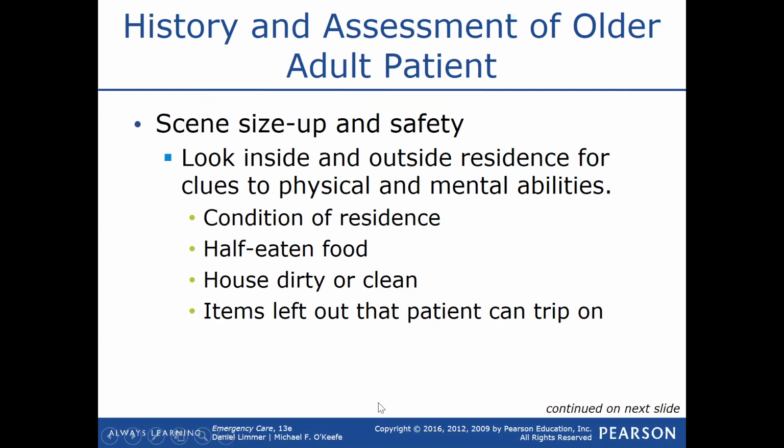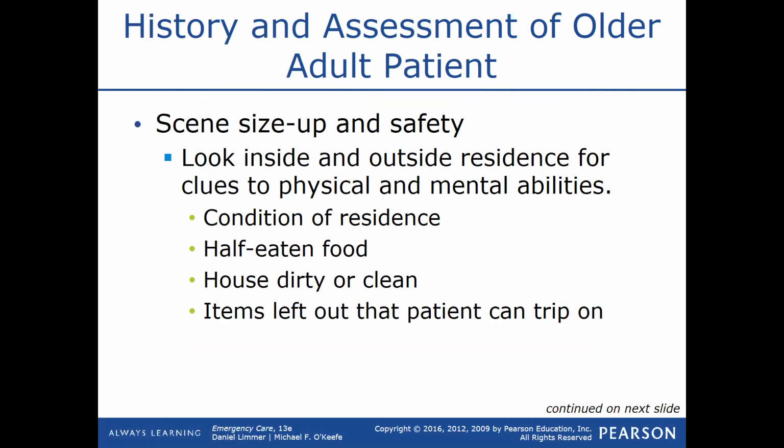See, scene size up and safety. Look inside and outside residents for clues to physical and mental abilities. So yeah, as you're walking into the patient's residence, you get a pretty good idea of how this patient is living just by walking into the residence.